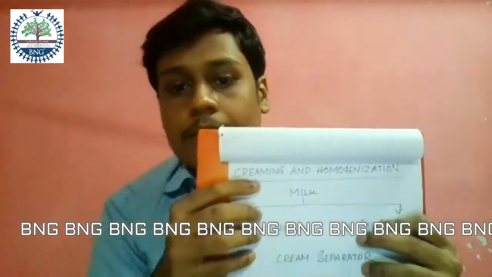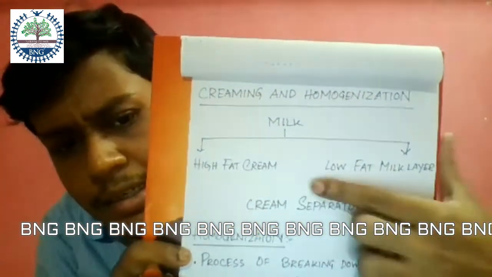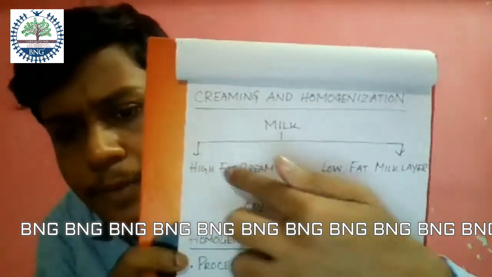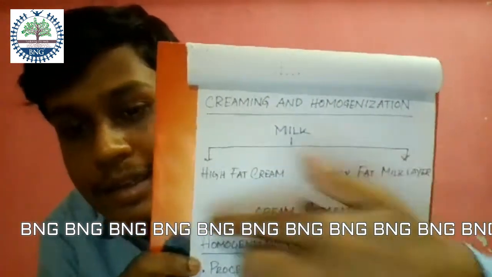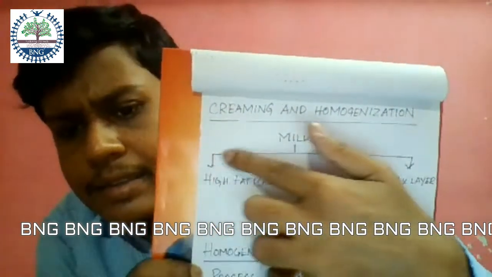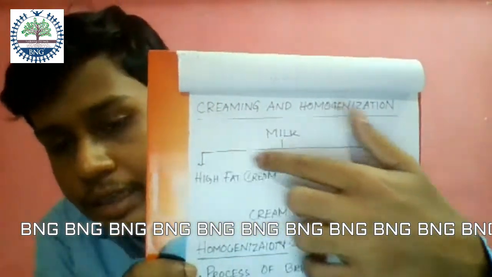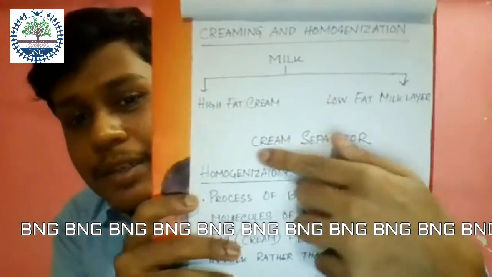After that, the next process is creaming. Milk has a tendency that after 12 to 24 hours it separates into two layers: a high fat cream layer and a low fat milk layer. The high fat cream layer has its own use in the food industry. So creaming is the process by which cream is separated from the milk. Nowadays it is separated by a cream separator.